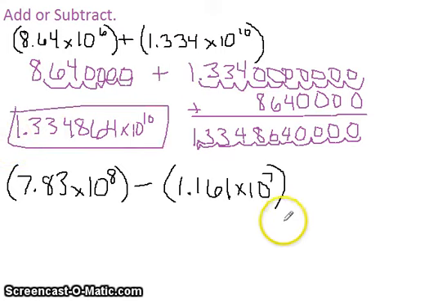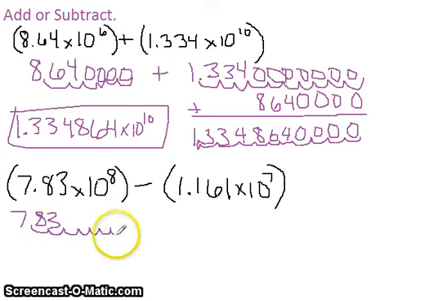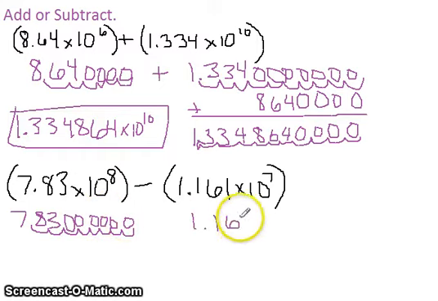Okay, let's do the same thing with the next problem, except now we're subtracting. So 7.83 times 10 to the 8th. We're going to move that 8 to the right. 2, 3, 4, 5, 6, 7, 8. Put your zeros in here. Same thing for the second number. 7 spaces to the right because it's representing a large number since it's a positive exponent.